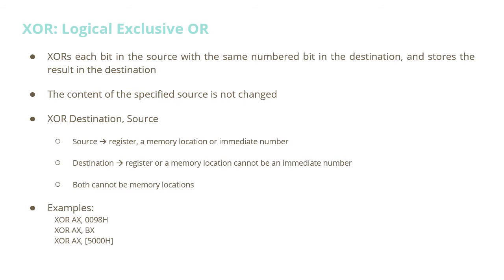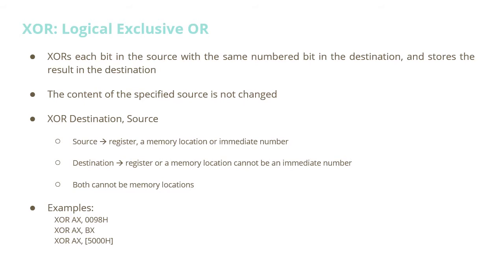Next is the XOR instruction, which is for performing the logical exclusive OR operation. This instruction XORs each bit in the source with the corresponding numbered bit in the destination, and the result of the operation will be stored in the destination itself. The contents of the source operand will not be changed. The format of this instruction is XOR destination, source, where the source can be a register, a memory location, or an immediate number. The destination operand can be a register or a memory location, but it cannot be an immediate number. Both the source and the destination cannot be memory locations.